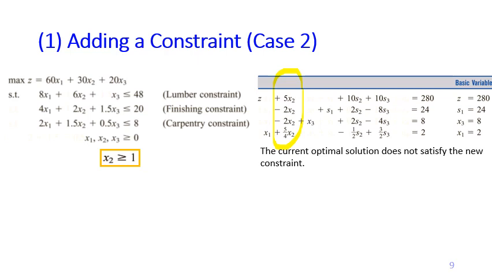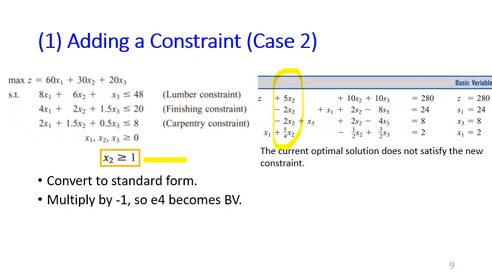So what we need to do is the following. Convert this constraint into standard form. Because the sign is greater than or equal to, we will put minus excess variable. And then we multiply the entire constraint by minus 1. So the excess variable E4 becomes a basic variable. Then we append that to the old optimal table. So here's the result to make it clear about what I just said.